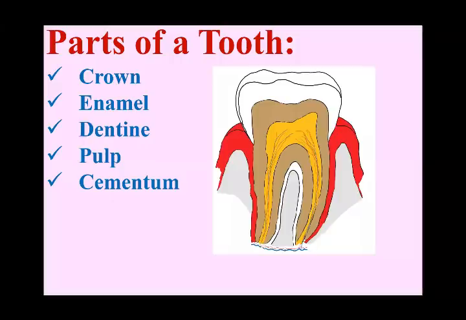Now the next topic is parts of a tooth. Here we will study the internal structure of a tooth. First of all, a tooth can be divided into 2 parts: the part which can be observed from outside and is above the gums, and the other part which lies below, inside the gums. Then the part which is above the gums is termed as the crown.